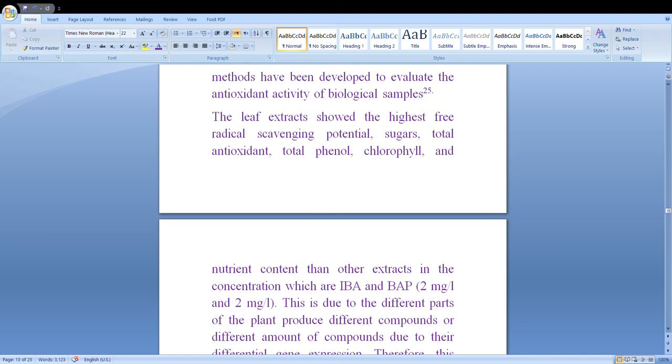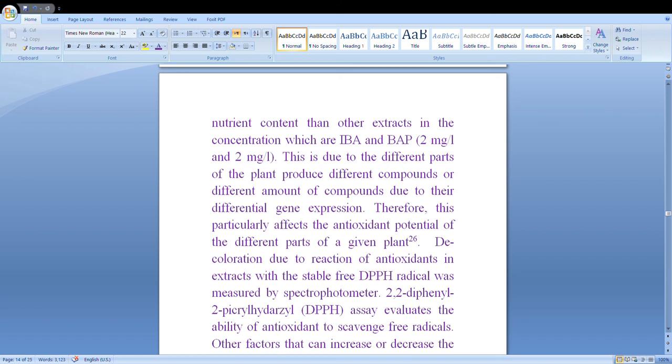This is due to the different parts of the plants producing different compounds or different amounts of compounds due to their differential gene expression. Therefore, this particularly affects the antioxidant potential of the different parts of a given plant. Decoloration due to the reaction of the antioxidant in extract with the stable DPPH radical was observed by the spectrophotometer.